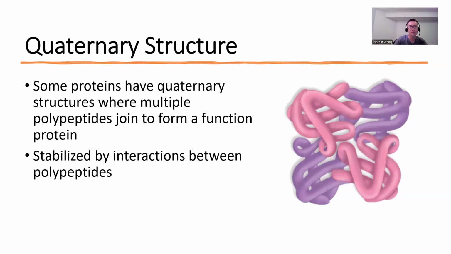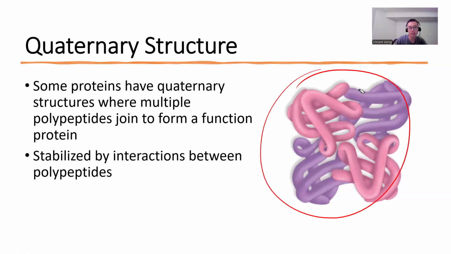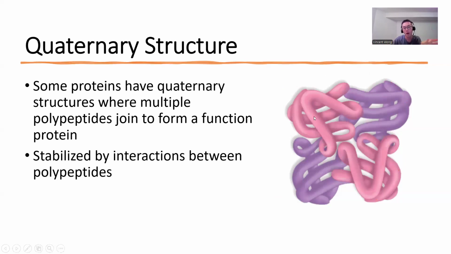Quaternary structure is basically saying which peptides came together. So for example, in this particular protein, we need two pink ones and two purple ones. That's the quaternary structure. In another protein, you might need two pink, one green, and one blue. That's its quaternary structure. Like which parts do we need to put together to form a functional complex? That's what it means.